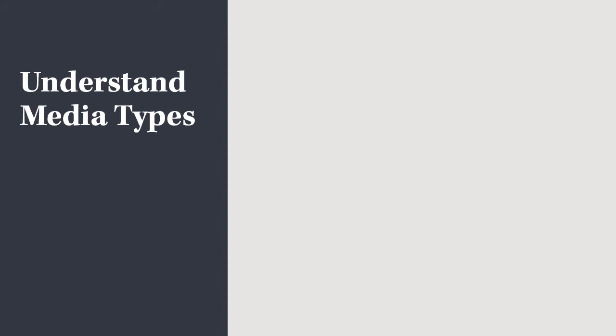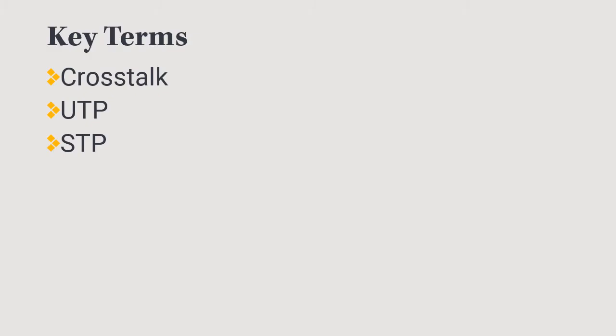Hello. In this video, I'm going to go over the objective domain of understanding media types. This is where we're going to talk about cables and the characteristics that we find. Mostly, we're going to spend most of our time on our copper cables. Some of the terminology that we're going to need to know is crosstalk, UTP, and STP.